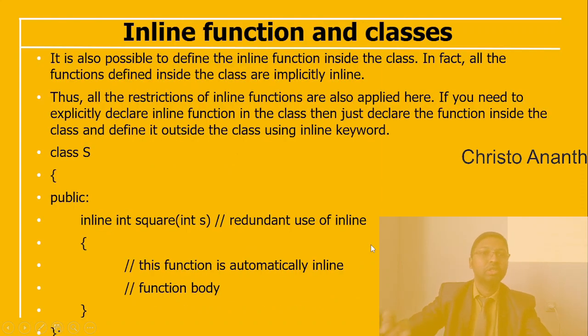You can also define an inline function inside the class. All functions defined inside the class are implicitly inline, which means that all the restrictions of inline functions also apply here. If you need to explicitly declare an inline function in the class, just declare the function inside the class and define it outside the class using the inline keyword. For example, you will have class S, public, inline int square of int s. This is redundant usage of inline, as this function is automatically an inline function.